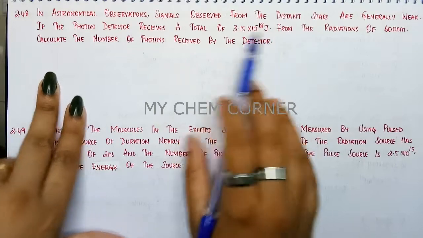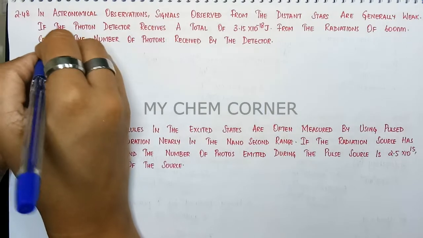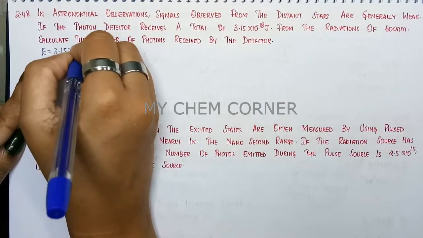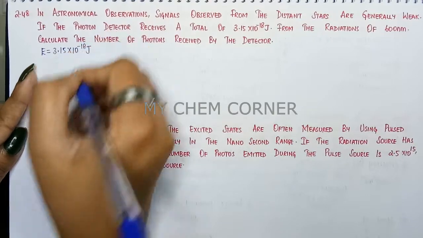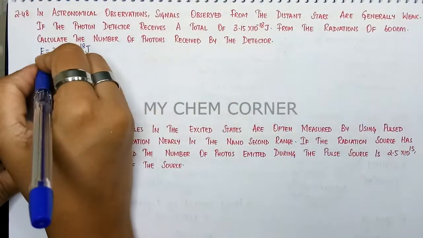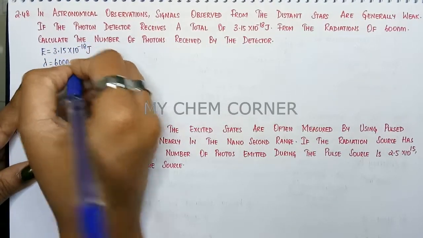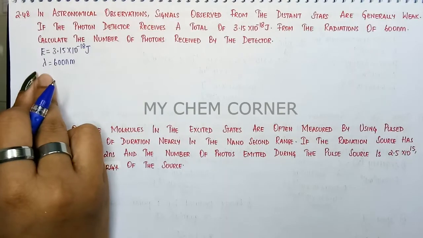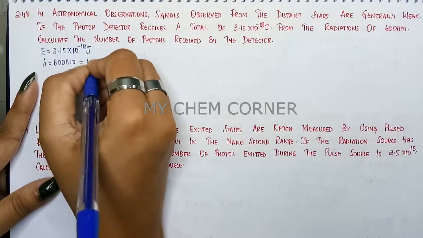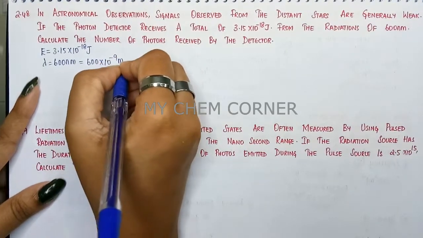Simple question. So what is given to us is first in terms of joules, so this has to be energy, is equal to 3.15 into 10 to the power minus 18 joules. From the radiation of 600 nanometer, this has to be wavelength. 600 nanometer, because you have energy, you have wavelength, obviously you will have to change this to meters. So 600 into 10 to the power minus 9 meter.